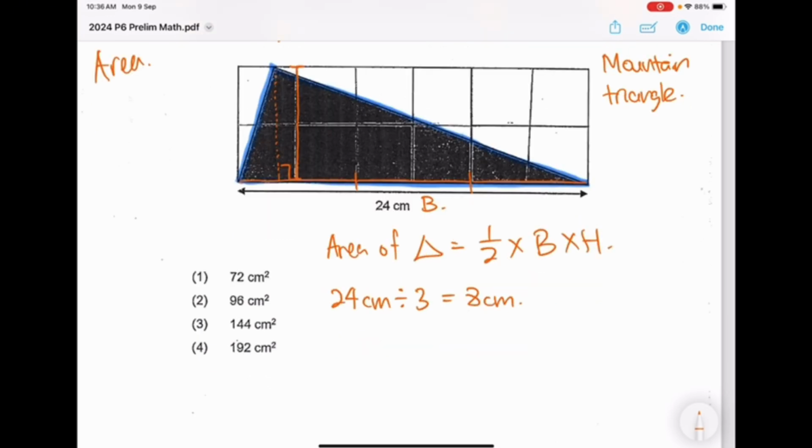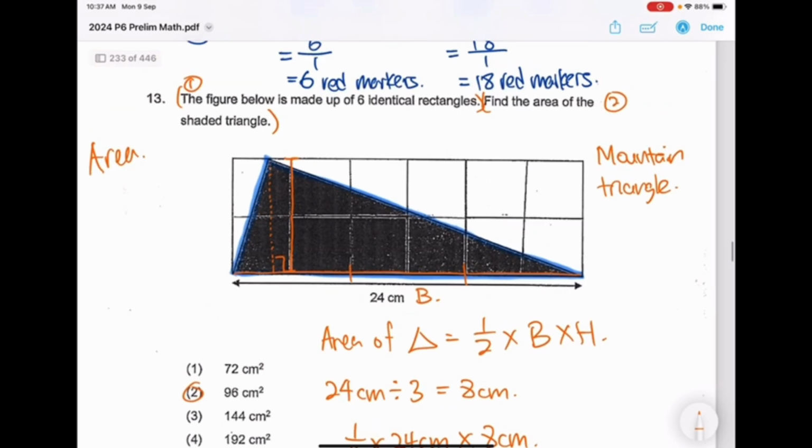Now what I want to do is fill in the figures for my base and my height. I will have half times my base being 24 cm and my height being 8 cm. That would give me a grand total of 96 cm square. And this is my answer for question number 13.